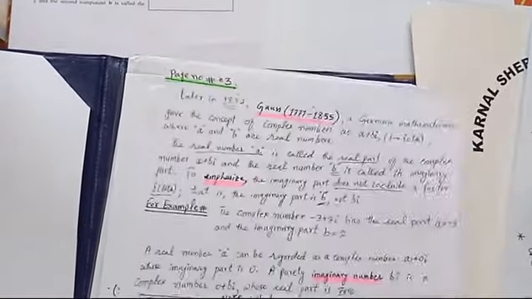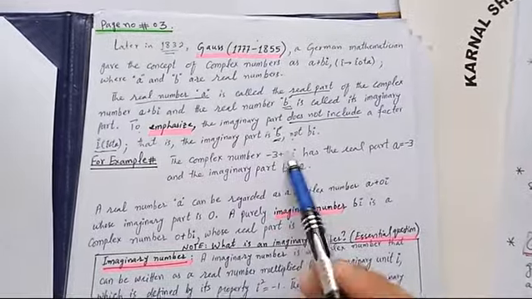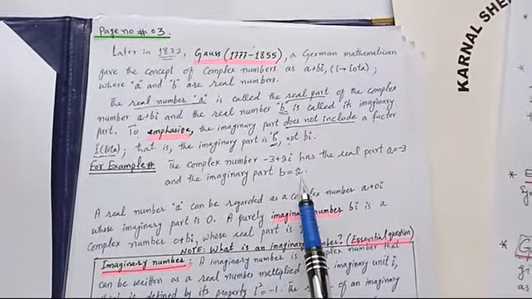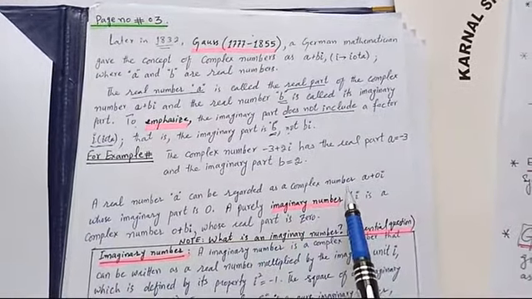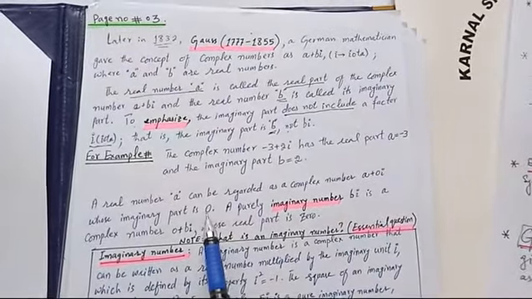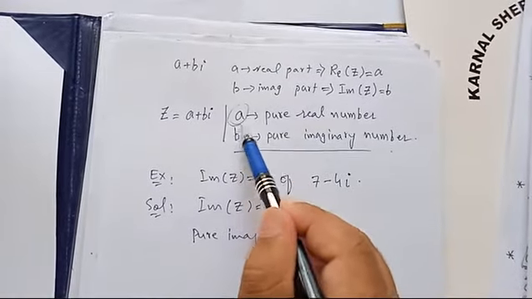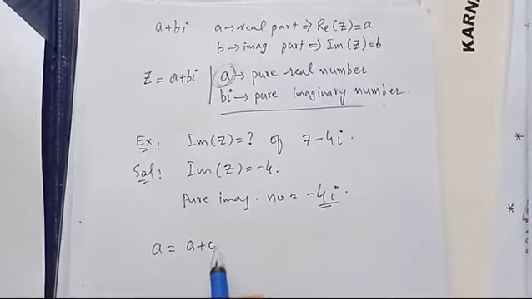So see that the complex number minus 3 plus 2 iota has real part a equal to minus 3 and imaginary part b equal to 2. A real number a can be regarded as a complex number a plus 0 iota, whose imaginary part is 0. This pure real number can also be written as a is equal to a plus 0 iota.